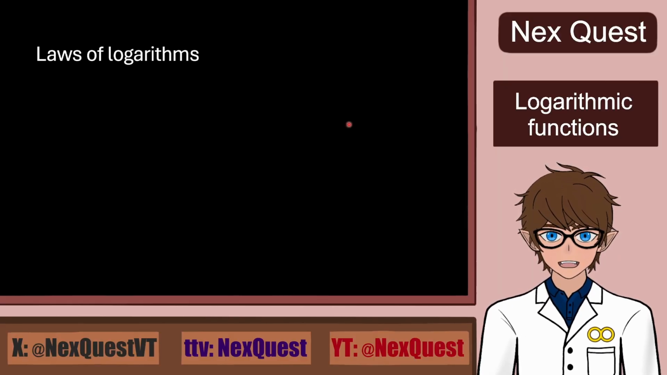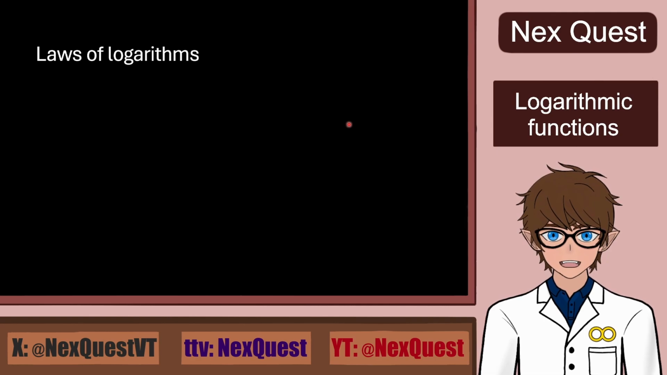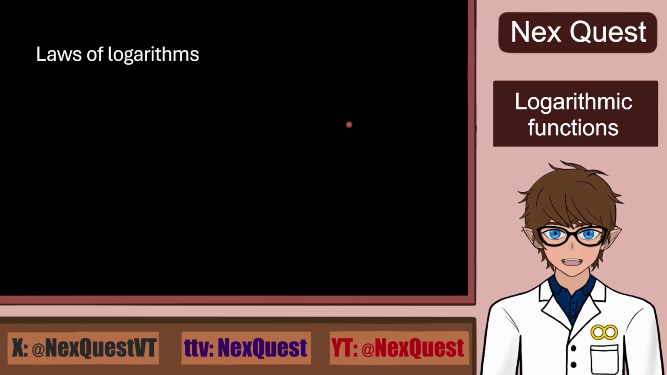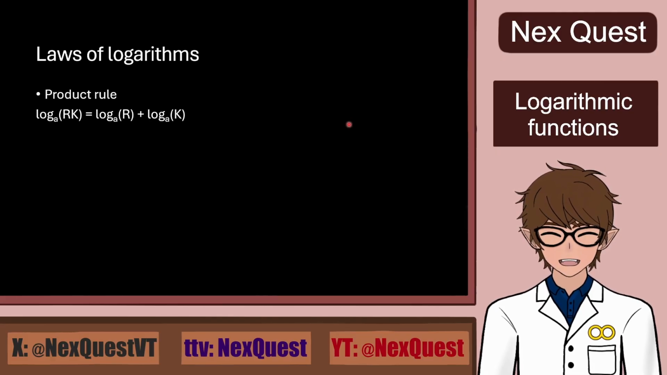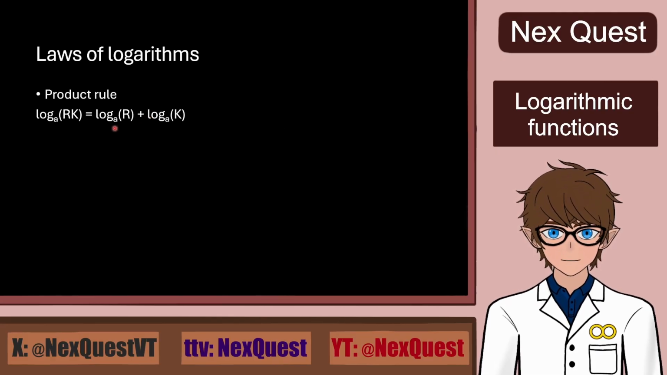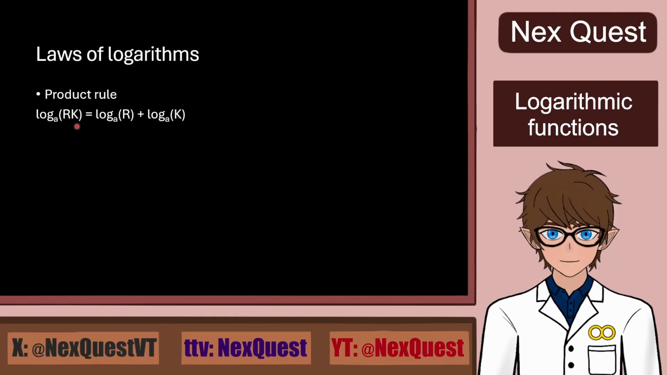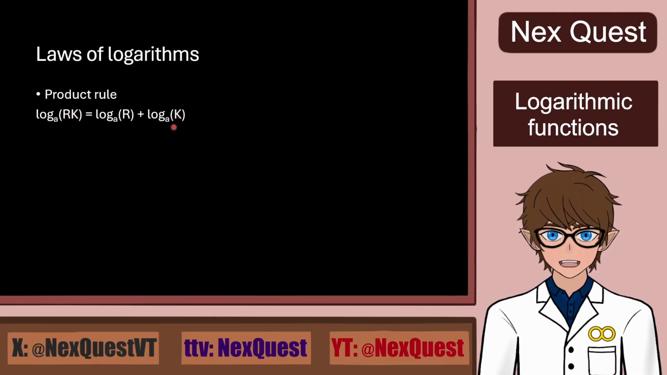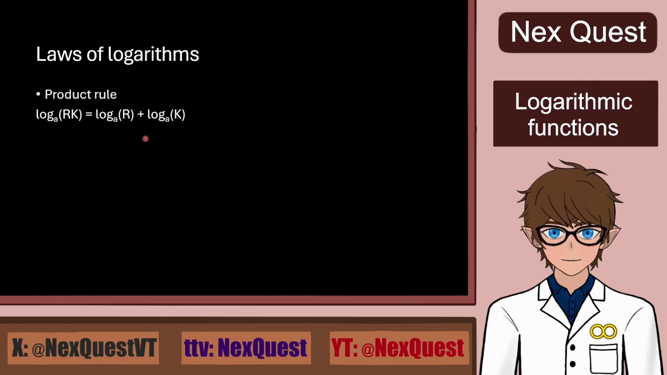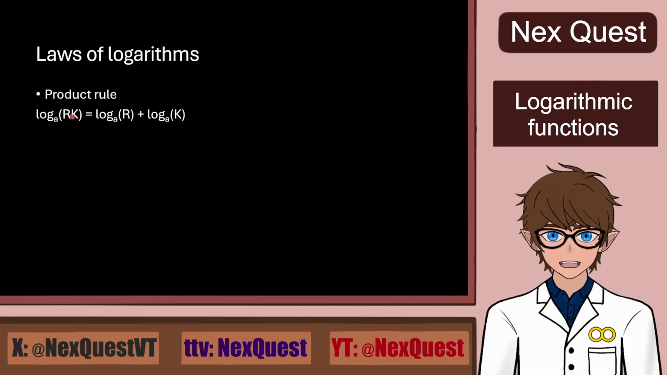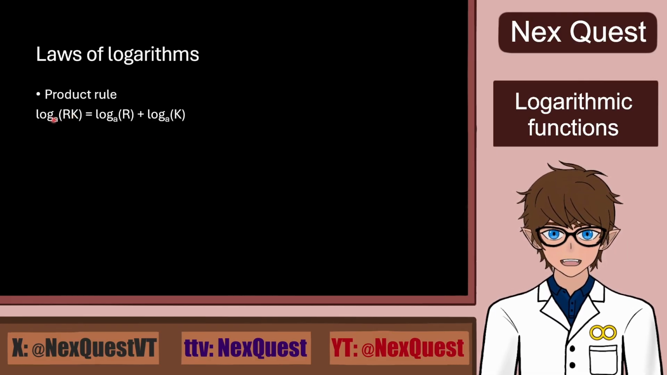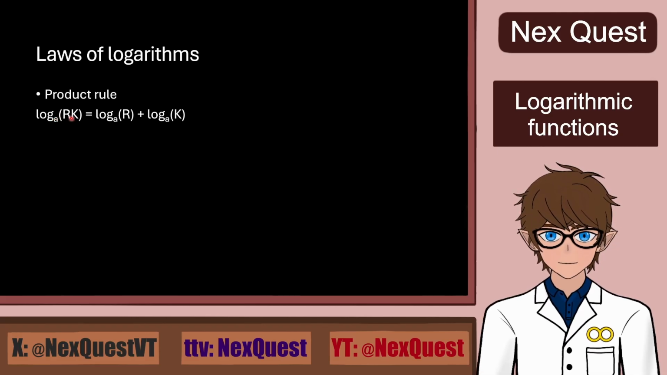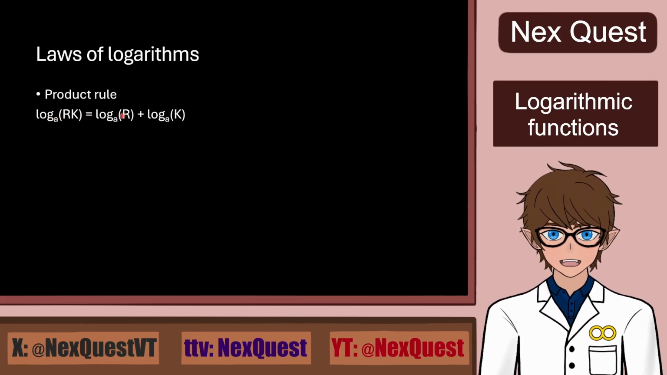Next up are a few very useful laws or rules for handling logarithms. They can help us simplify equations, separate variables, etc. The first rule is the product rule, which states that a logarithm of a product is equal to the sum of the logarithms of individual values, like this example shows. We have a logarithm of r times k with a base of a, but we're gonna ignore the base for now. And this is equal to logarithm of r plus logarithm of k.